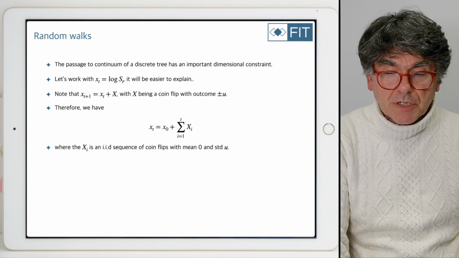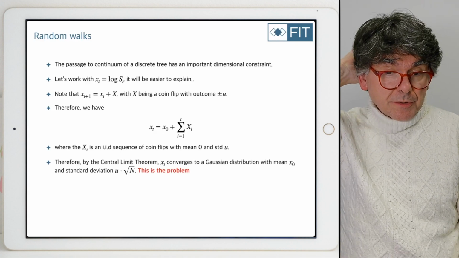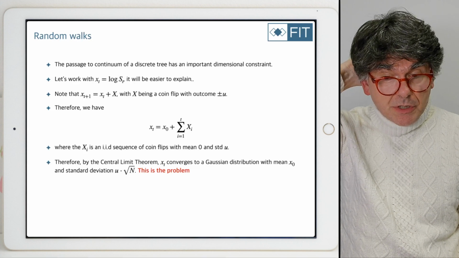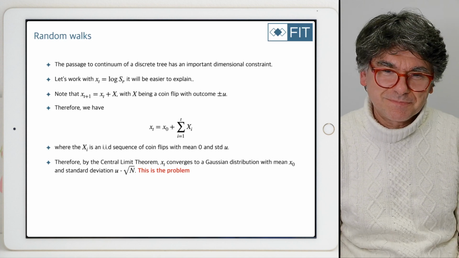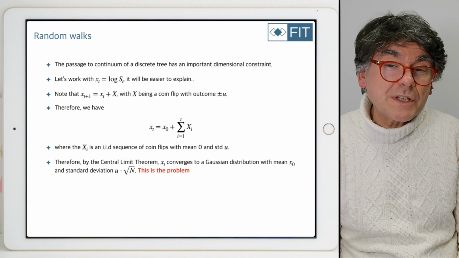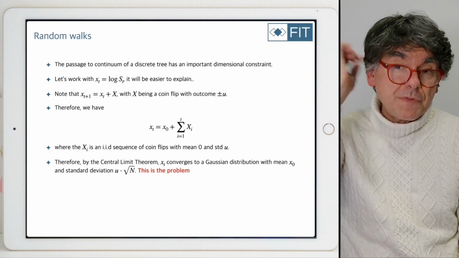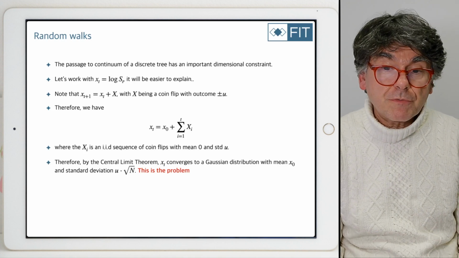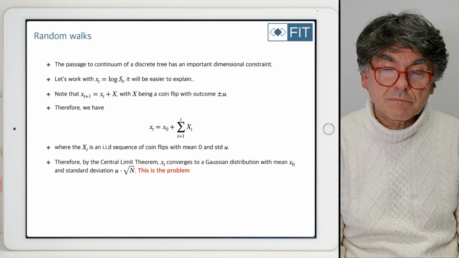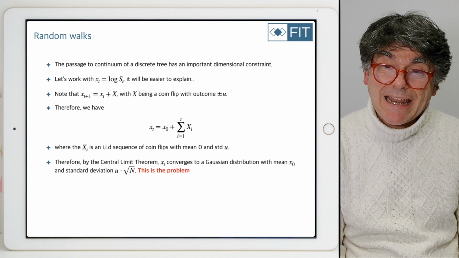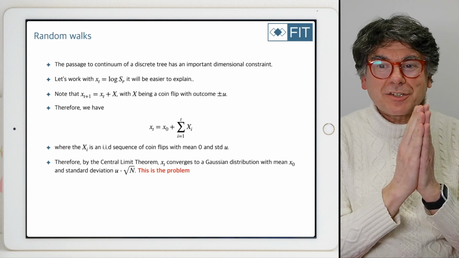We apply the central limit theorem to this expression to get what? According to the central limit theorem, this will converge to a Gaussian distribution with mean x naught. They are coin flips, the average is 0. But what's the standard deviation of this? The standard deviation of this is u, the individual standard deviation, times the square root of the number of coin flips, square root of n. See that? The standard deviation is not n, it's not t, it's the square root of n. Do you see that? This is the central limit theorem.